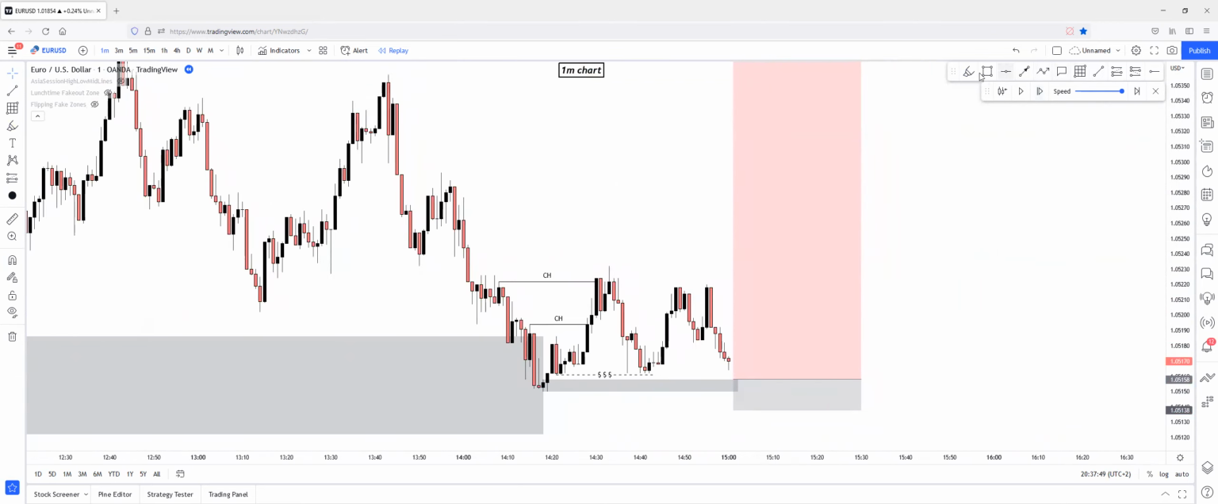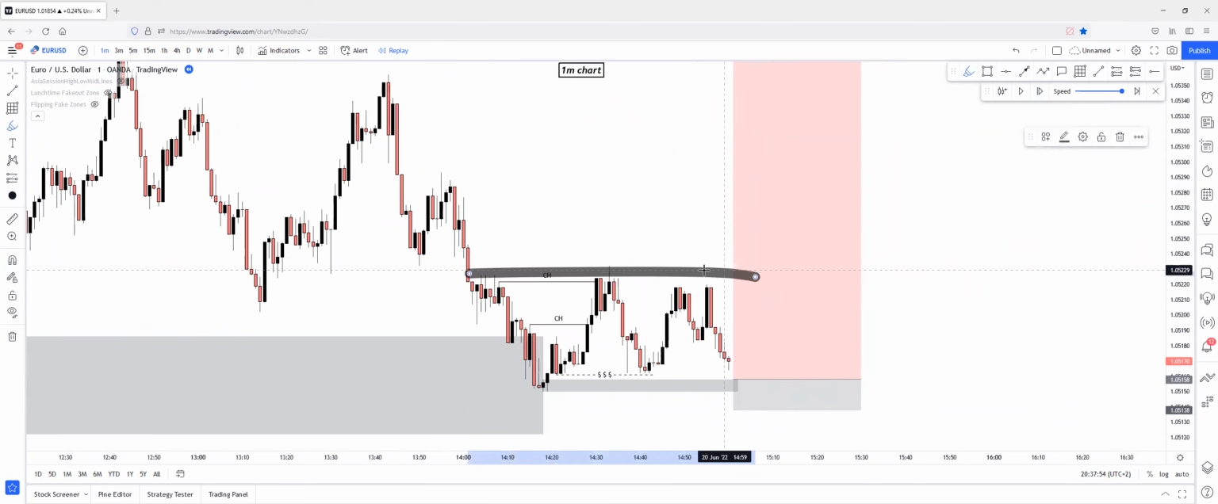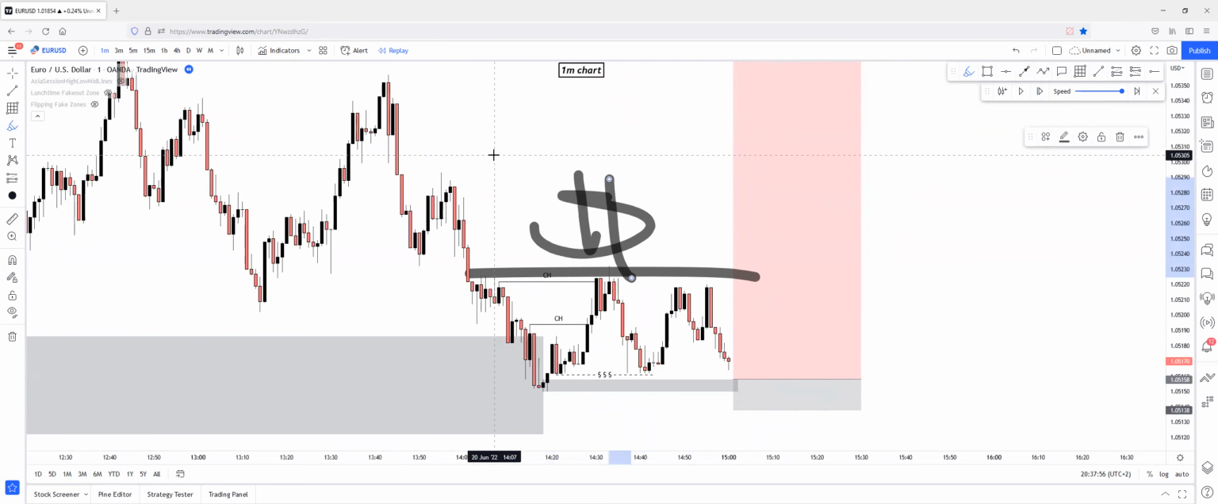Still creating liquidity, as you can see, still creating liquidity for the longs. So this is one more criteria. Basically, this is liquidity creation for the longs. One more criteria on our screen.